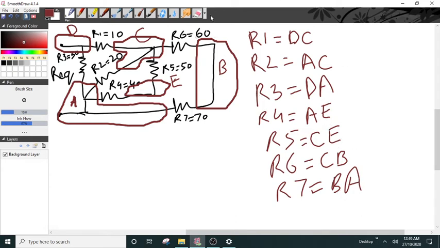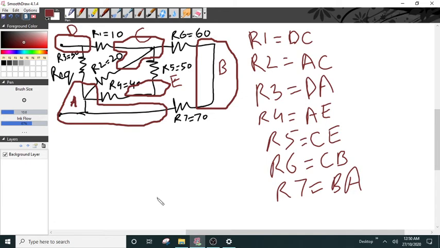So that means all these resistors are either connected in series or they are in the Y or delta form, which is neither a series nor parallel form. So there are three forms: the resistors may be in series, in parallel, or in the undefined form.